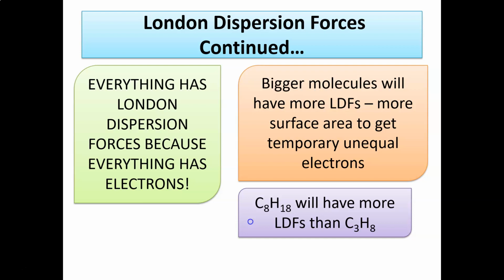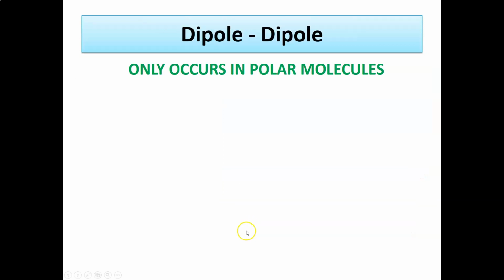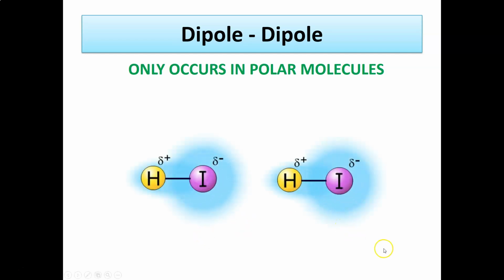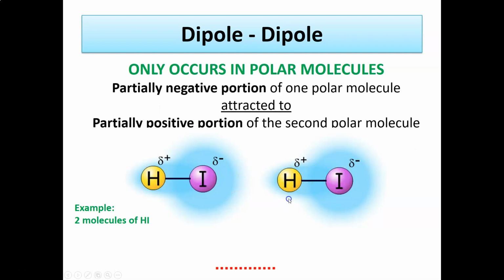Moving on past London forces, we get dipole-dipole. So this is going to happen in polar molecules, and these are permanent, okay? Because the molecule itself is polar, that pole will never go away. So these forces don't go away like a London force does. So for example, you can see here HI, this will always be polar. And so there will always be some kind of an attraction between them.